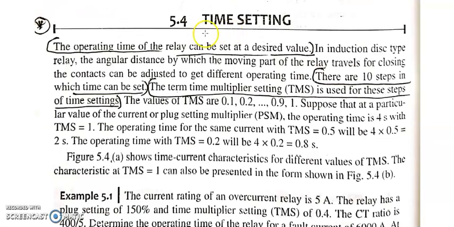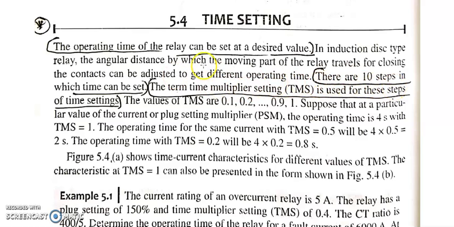Now let us see the next topic, that is time setting. In the last topic we saw current setting and how current can be set with respect to the plug setting multiplier. In this topic I am going to set the time. The desired operating time for the relay can be set at any desired value. Usually in induction disc type relays, the angular distance which the disc covers after a fault can be controlled, so that the duration can be set for different operating times.